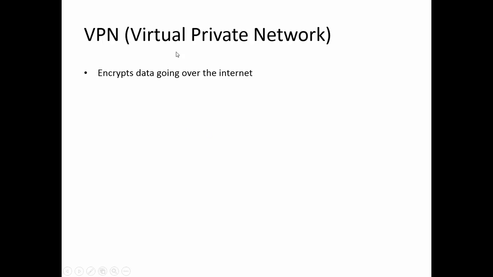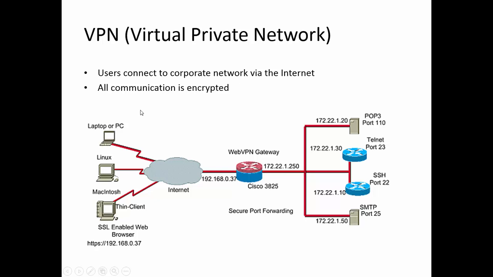A VPN, a virtual private network, is a methodology of encrypting data which is going over the internet. So here's the example. We have users who are at home and they want to connect to the corporate network at work. But to be protected against bad guys with protocol analyzers, they use the VPN. And what the VPN does is it encrypts all data which is sent over the internet from the users to the corporate network, so that way if there is a bad guy with a protocol analyzer tapping into the wire, it's not going to do him any good because all communication is encrypted.